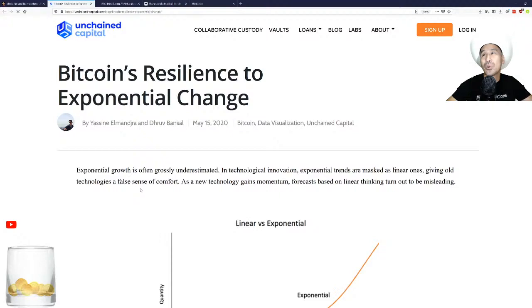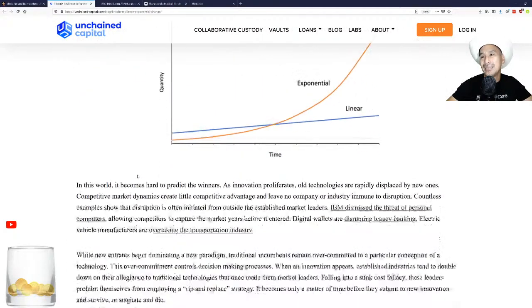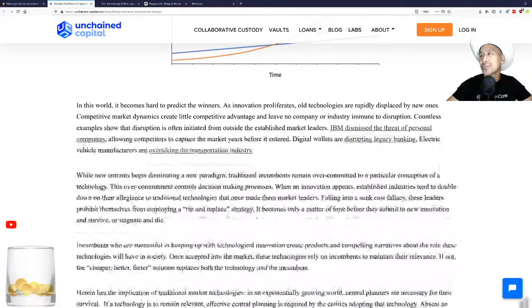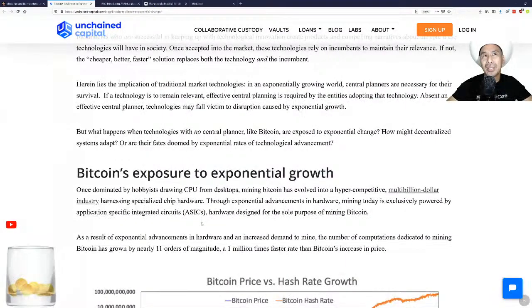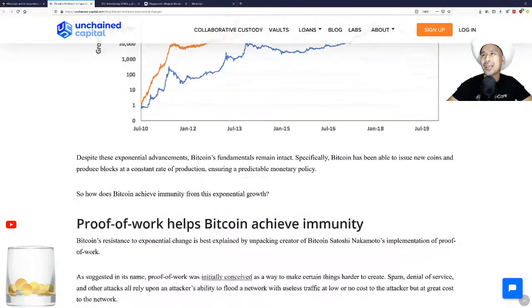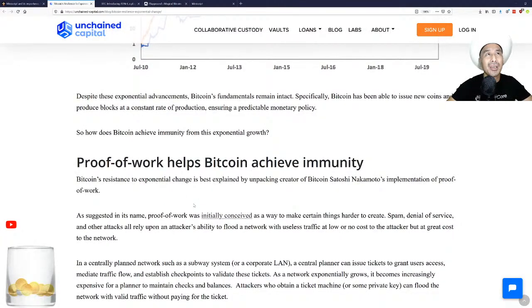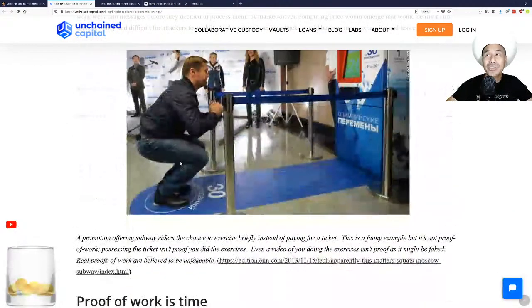Unchained Capital has an article on the resilience to exponential change, and this is an important concept if you're familiar with the idea of anti-fragility. Exponentials are very damaging to almost everything. But the thing about Bitcoin is that with proof of work, despite all of the tech that continues to come in to try to mine Bitcoin, all of that doesn't matter, because Bitcoin has this difficulty adjustment algorithm which adjusts for even exponential growth, which is really remarkable.